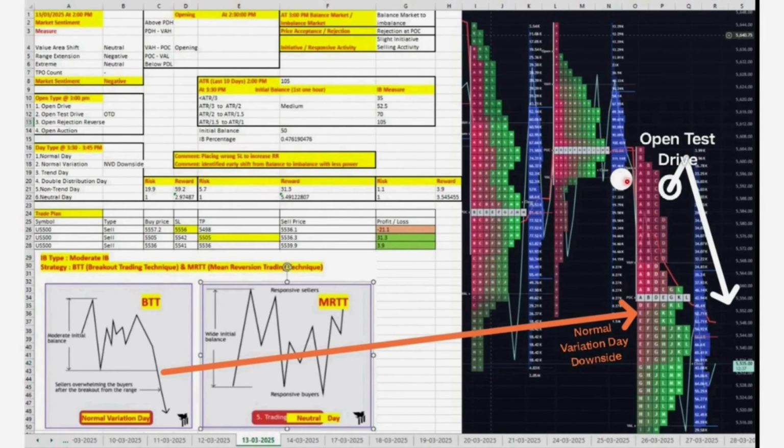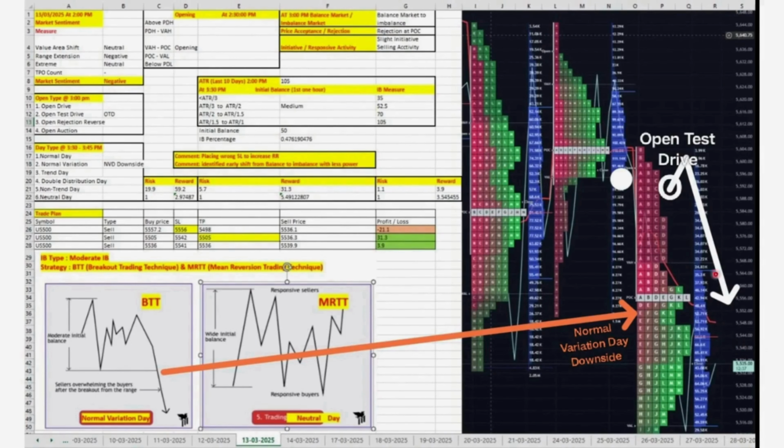However, by 3 p.m., we notice that the market is rejecting the point of control and shifting from balance to imbalance, with a slight initiative selling activity occurring early on, and it also shows the open test drive open type, which also signifies an initiative and imbalance nature.